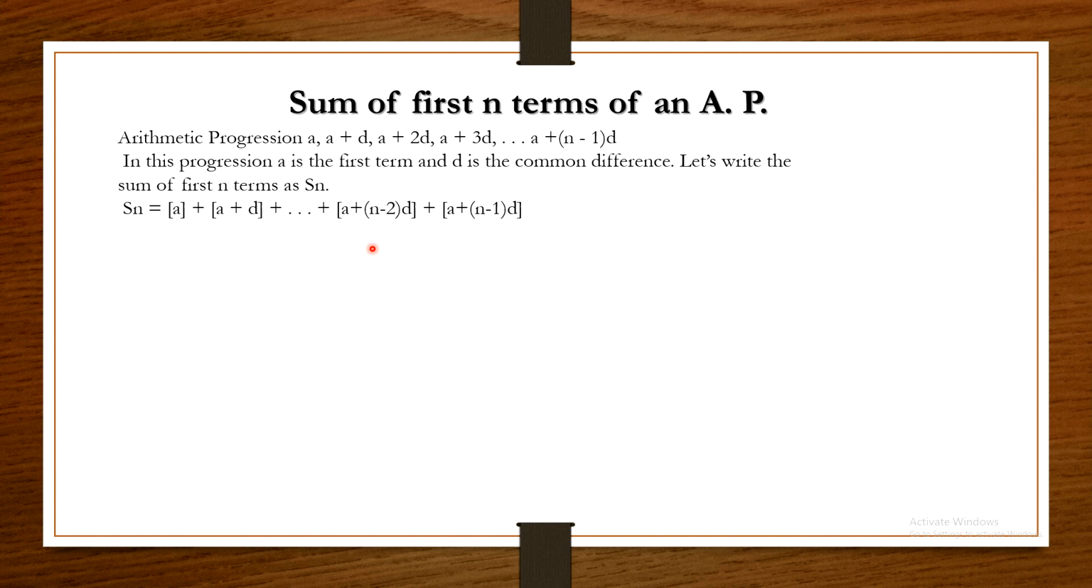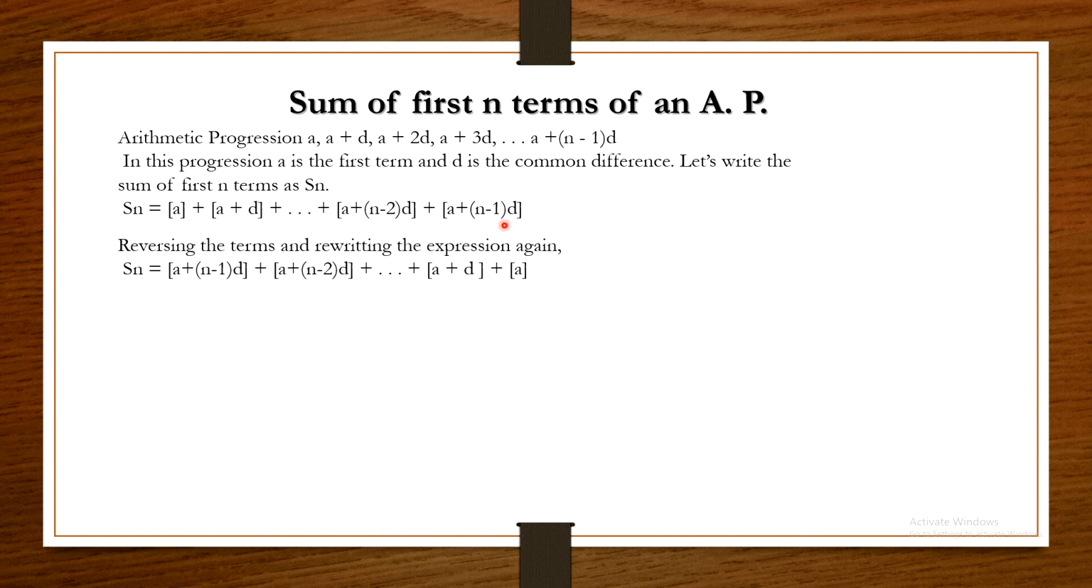Now reverse all these terms. We will get Sn equal to, write down the nth term first, then the (n minus 1)th term, and the first term as the last term. Now by adding these two, we get 2Sn equal to: a plus (n minus 1)d plus a, a plus (n minus 2)d plus a plus d, and the last term a plus a plus (n minus 1)d. So by adding we get each term as 2a plus (n minus 1)d, 2a plus (n minus 1)d, here also 2a plus (n minus 1)d.